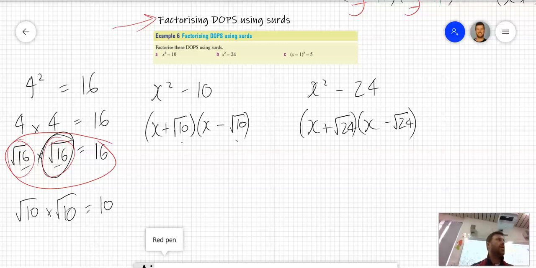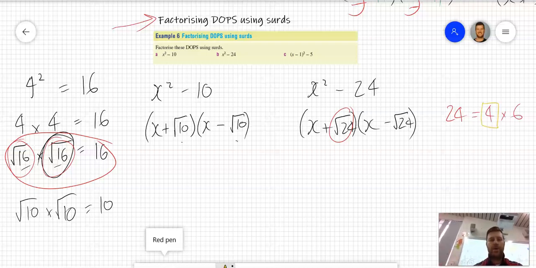So 12 and 2 are not square numbers, are they? But 4 is. So what you want to do is find a factor of this surd that is a square number. We know that, as Ronnie said, 24 is a product of 4 times 6. And we know that 4 is a nice square number. So we can use that.